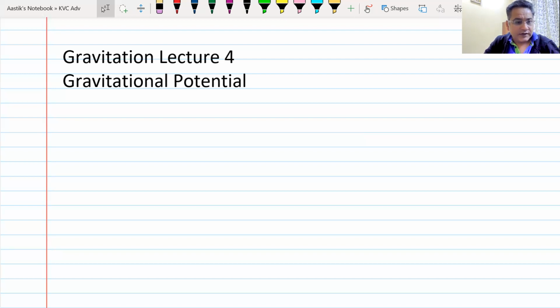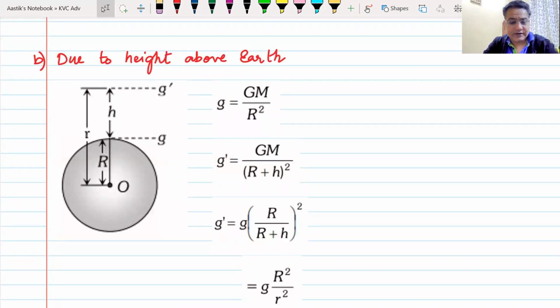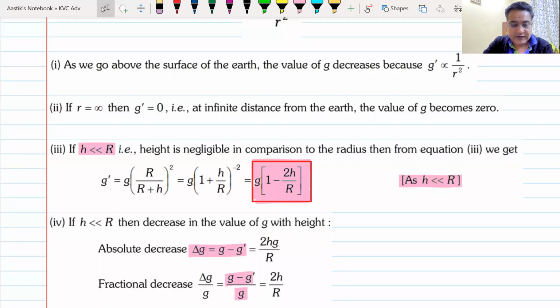Yes, sir. We had seen two variations, variation due to shape and variation due to height, and we had noted certain points as well. The acceleration due to gravity is the maximum on the surface, and as we go above the surface, it changes, and we had seen the formula. We had also seen the shortcut formula. The shortcut formula is only valid when the value of h is very, very small. Yes or no? Yes, sir.